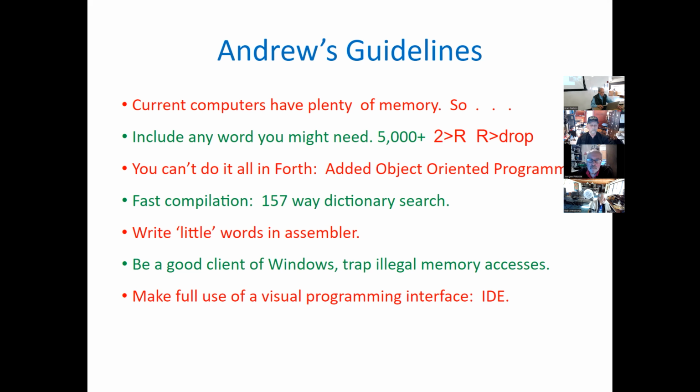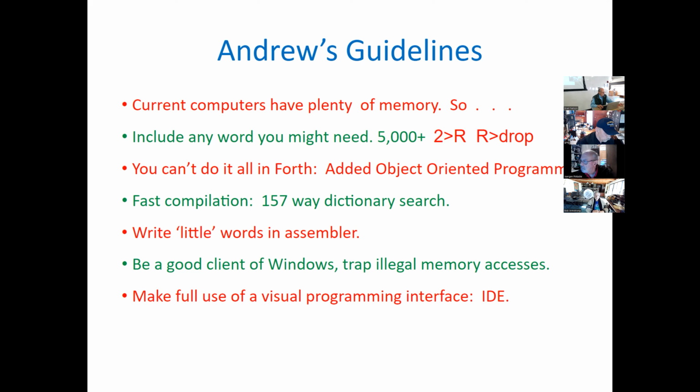So he also hit a point where he was doing the graphics and the integrated development environment, and he needed really a richer graphics-oriented approach. So he then added object-oriented programming. Because he knew he was having so many words in here, he wanted to have a very fast compilation speed. So he does a hash dictionary search, and the dictionary is a 157-way search. So there are probably only a couple of hundred words in any search. Rather than searching 5,000 words, he's searching 100 or 200 words.